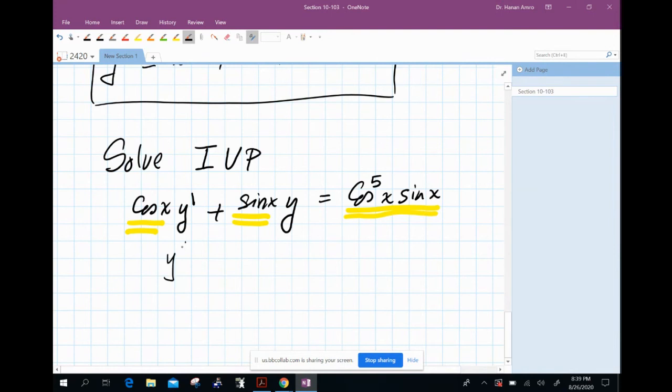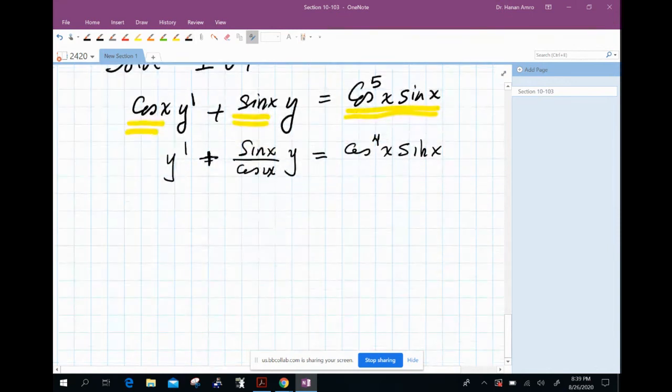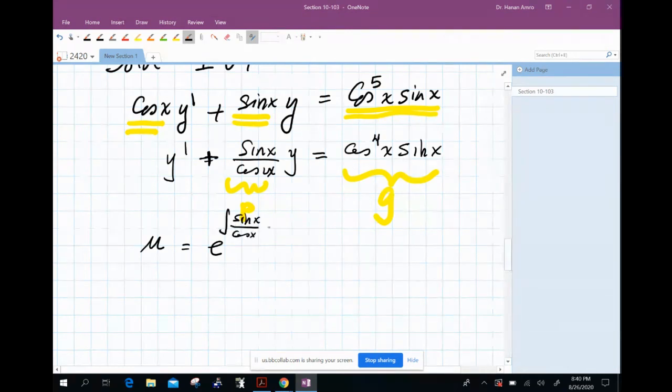So we have y prime equals sine x over cosine x times y, which is a plus sign, and that's equal to cosine to the fourth power of x times sine x. That's nice. Now it fits the format I want. This right here will be my p of x, and that right here will be my g of x. So let's go ahead and find what we call the integrating factor. This is e to the integration of sine x over cosine of x dx.